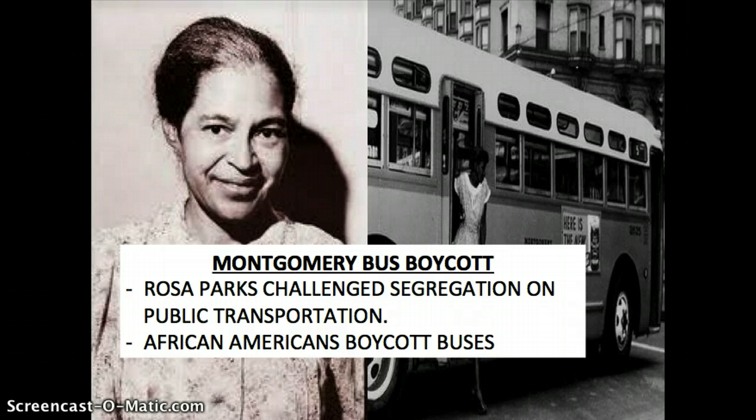Then we have the Montgomery bus boycott. Rosa Parks challenged segregation on public transportation. Rosa there, some believe that she just sat down because she was tired, but she was really doing it to send a message, and she didn't want to sit in the back of the bus. She wanted to sit in the front, and that led to a lot of issues and a lot of problems. She didn't want to move. Finally, police had to come and remove her forcibly, and that led to a bus boycott in Montgomery. African Americans began walking to wherever they were going to go instead of riding public transportation.